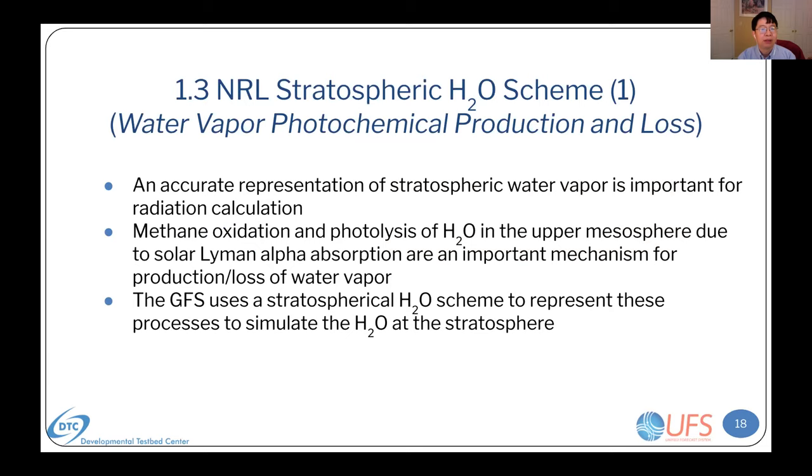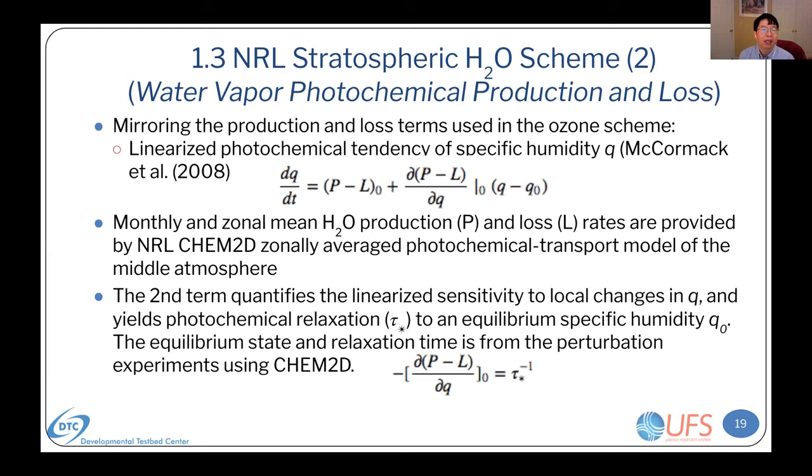Similarly, we also use the NRL stratospheric water vapor scheme to calculate water vapor photochemical production and loss. It's also very important to represent stratospheric water vapor correctly for the radiation calculation. Here is the equation for the NRL stratospheric water vapor scheme. We have two terms. One is the monthly and zonal mean water vapor production and loss rate. This is given from the NRL CHEM2D model.